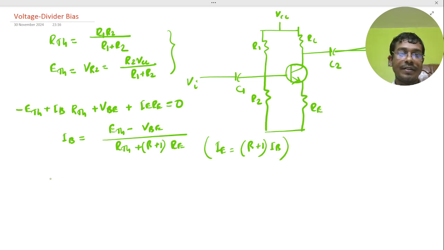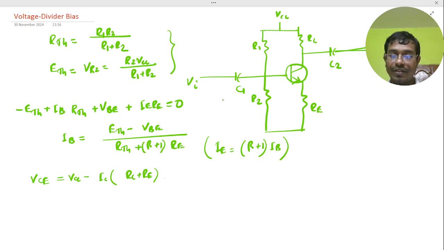And the other one is the collector analysis. We get VC is basically VCC minus IC times (RC plus RE). We just apply KVL, there is nothing more to do here.